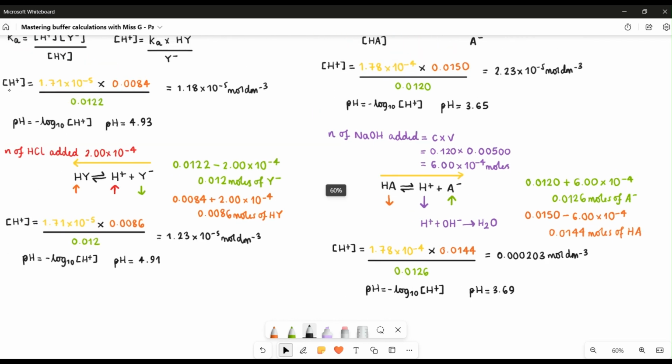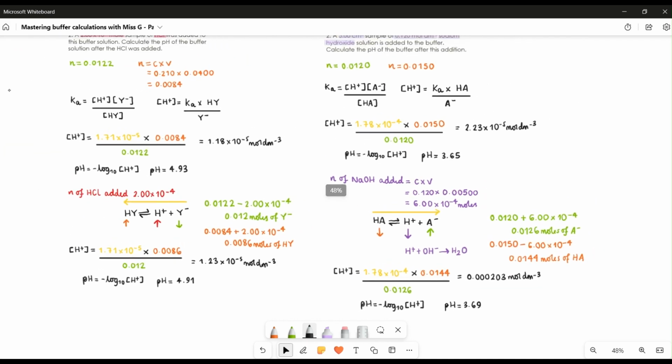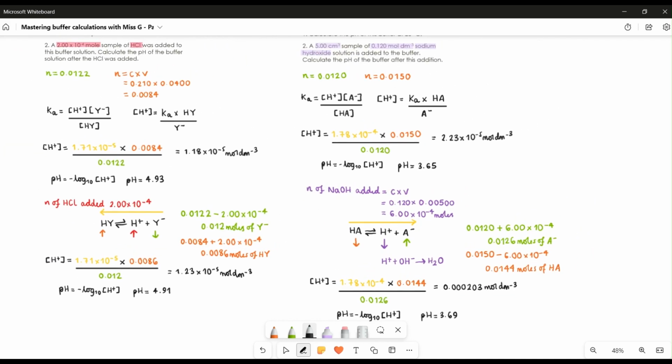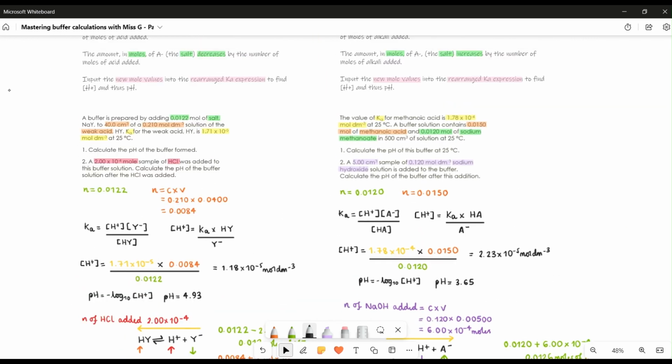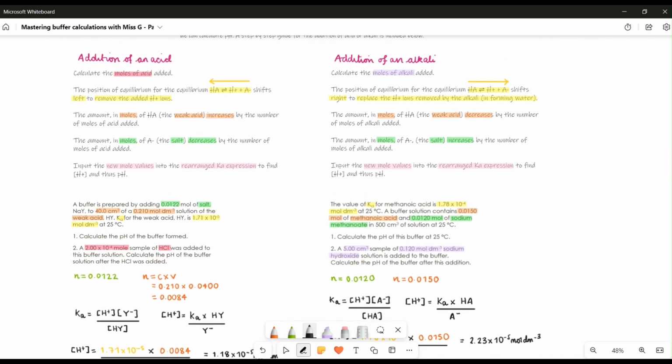And I really hope that seeing me attempt those 2 examples has helped you to see how to lay out the calculations. And obviously you've got the steps that you need to take for the addition of acid and alkali written there to help you. I really hope that part 2 of this video has been as helpful as part 1. I really hope you found both of them really useful for understanding how to approach buffer questions.